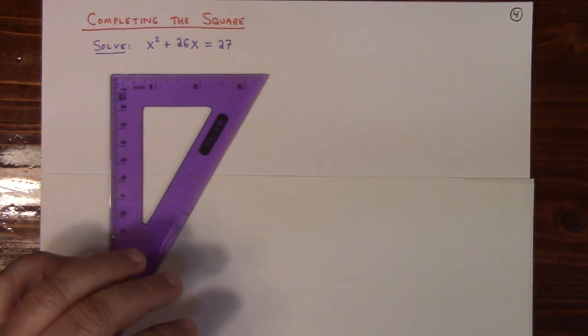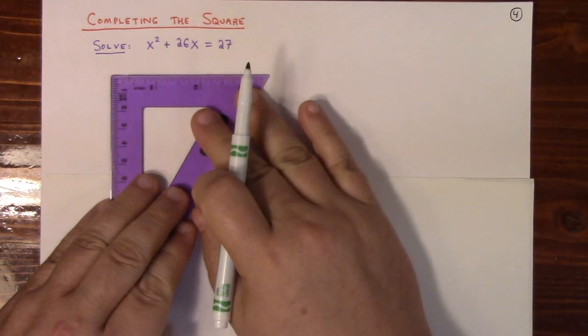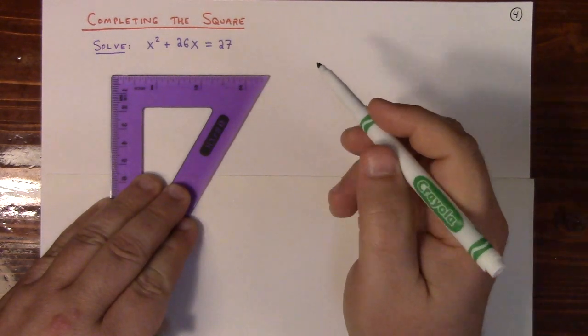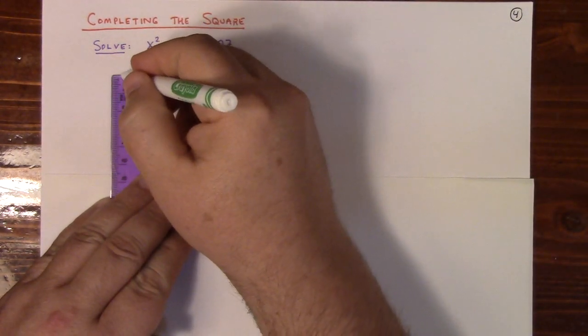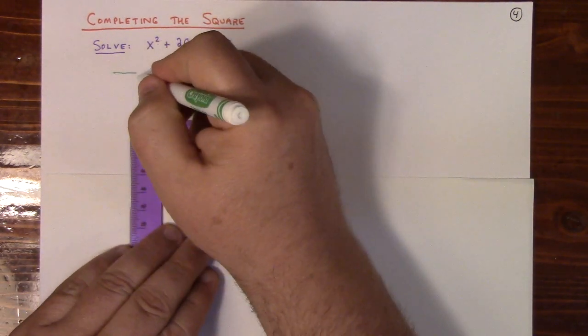This is why completing the square is called completing the square. So we're setting out to solve x squared plus 26x equals 27. And the idea here is basically to make a little square.